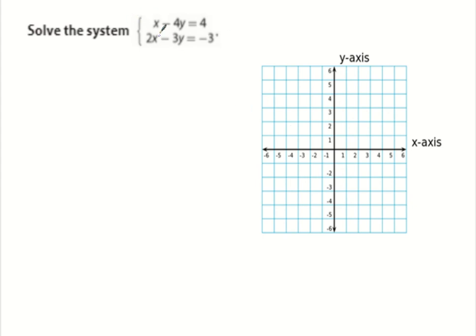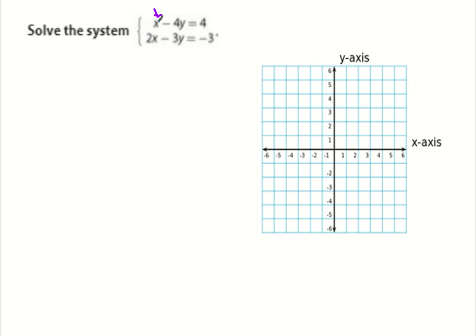So what I'm going to do is solve for any one of these variables. I can solve for x or y. I choose the easiest one to solve for, which is the one that doesn't have a number in front of it. Because if I chose to solve for this y, I'd have to subtract x, and then divide. That's extra work. So I'm going to look at the variable that doesn't have anything in front, which is this x right here, and solve for that x.